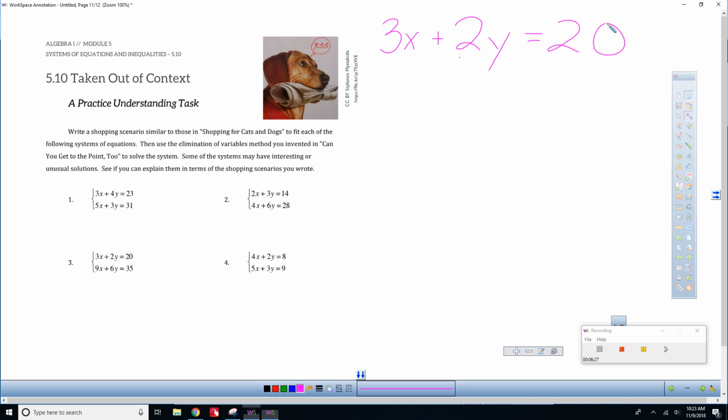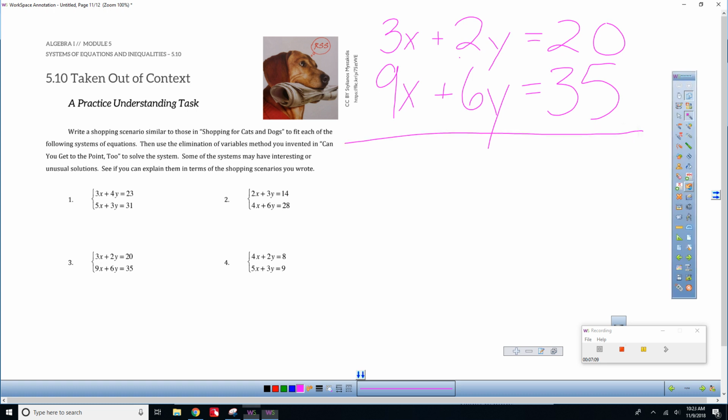You can also, in a separate deal, get 9 pairs of wireless headphones and 6 wireless keyboards, and that's only going to run you $35. Now, what I was wondering, Ryan, was how much does each one cost? How much does each pair of headphones cost? What are we going to multiply the top by?